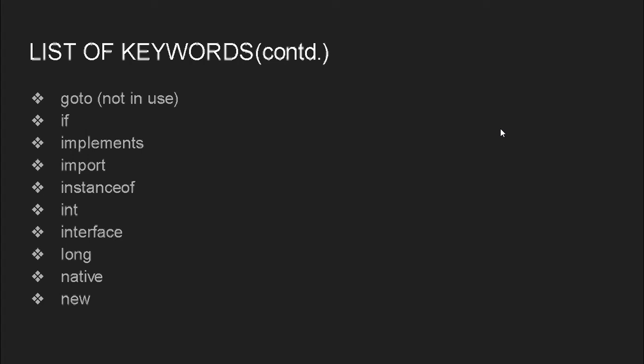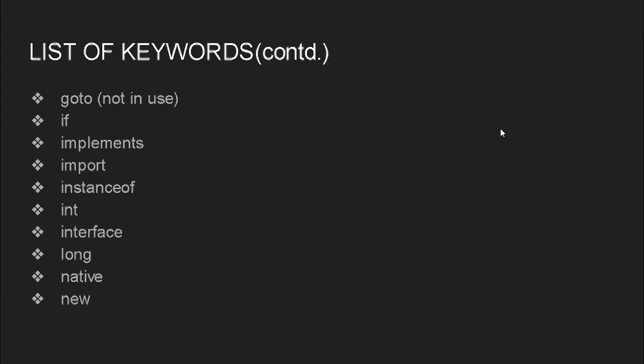Then implements, now where is this going to come? Earlier in the last slide I talked about the extends keyword. Extends means a class is extending another class, so that is where we are going to use extends. But if I am talking about the implements keyword, then one class is going to implement an interface. Here also we have certain rules: only a class can implement an interface. An interface cannot implement another interface, that is not allowed. An interface can only extend another interface, but a class can implement an interface.